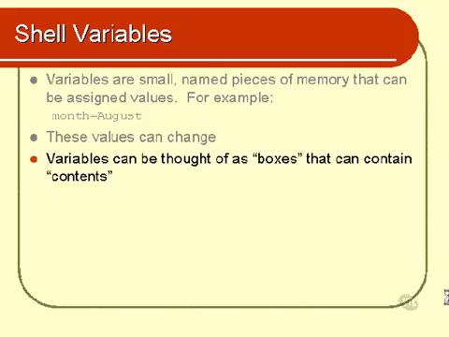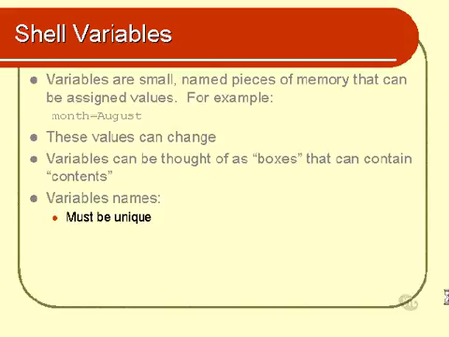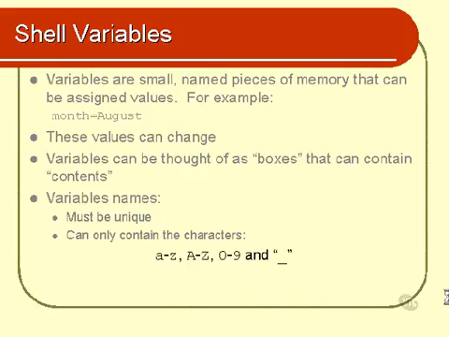Let's now be very particular about the sorts of names that variables can have. Let's look at a list of rules regarding variable names. Firstly, variable names must be unique. That means that no two variables can share the same name. The name of a variable can only be comprised of the following characters: the lowercase letters, the uppercase letters, digits, and the underscore character. No other characters are permitted to be used in the name of a variable. As far as the contents are concerned, that's a completely different story. You can put just about anything into the box, if you like, but the label on the front of the box must be made of just the following characters.